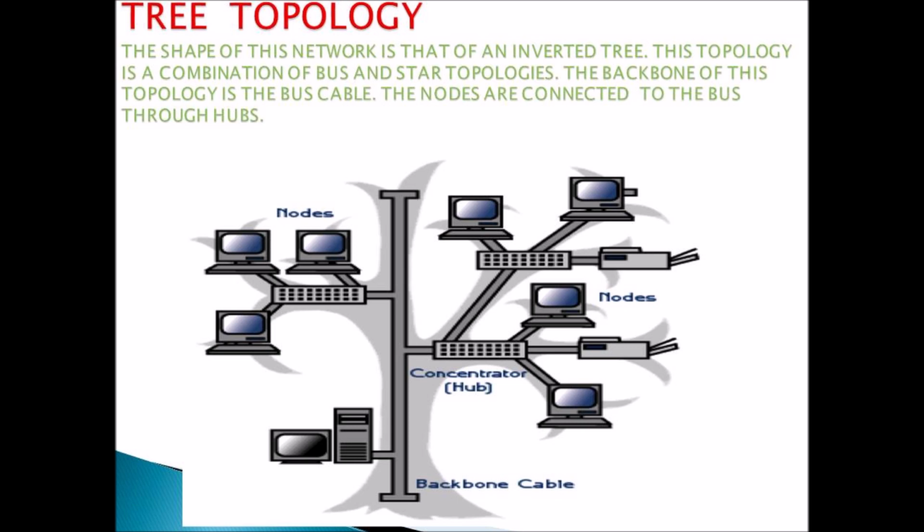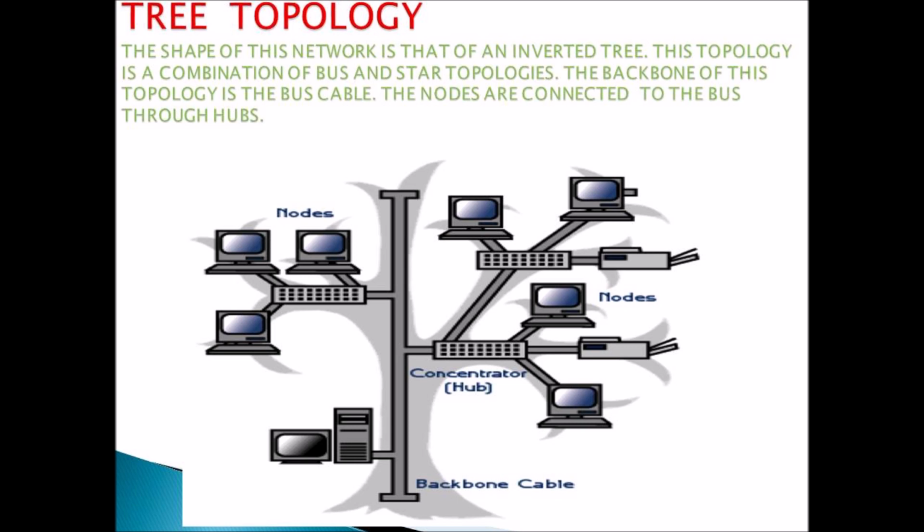The backbone of this topology is the bus cable, a centralized cable. A single cable is used in the tree topology. The nodes are connected to the bus cable through the hubs. So both star and bus topology combine to form the tree topology. Two or more star topologies are connected in a bus topology. That is the exact meaning of the tree topology.